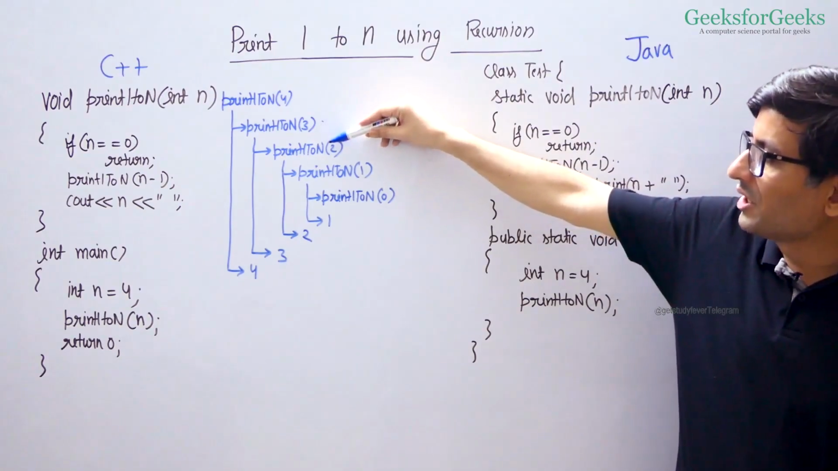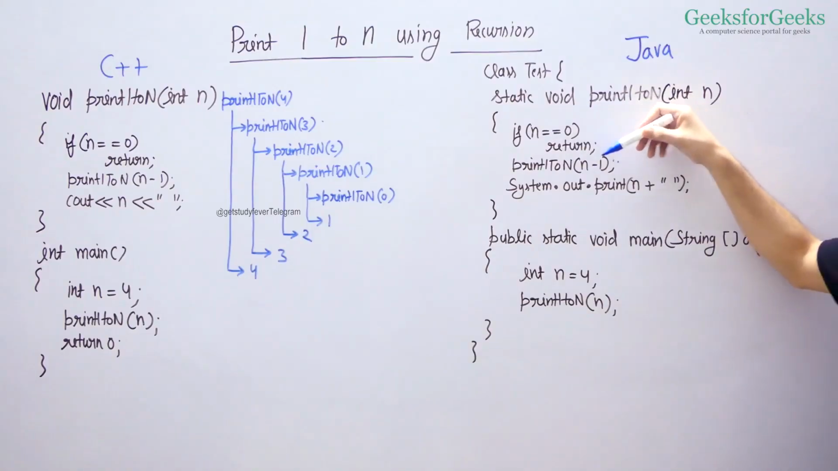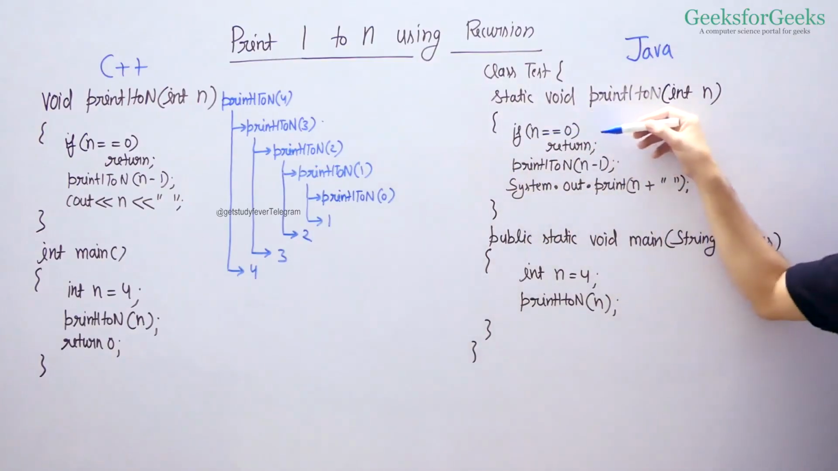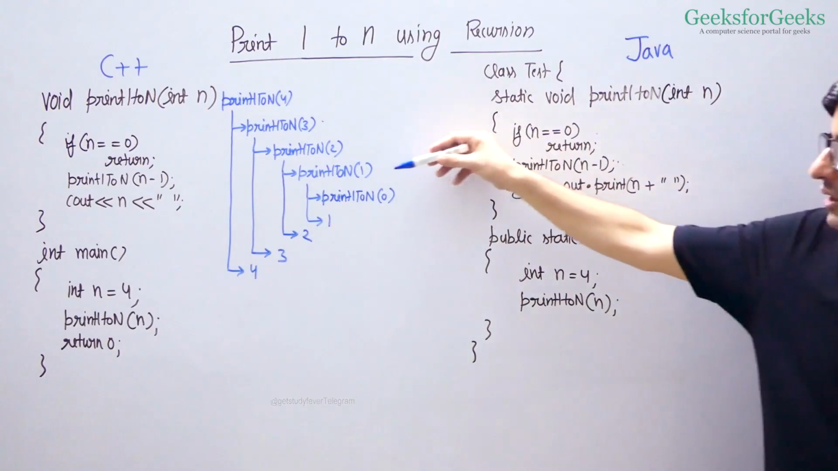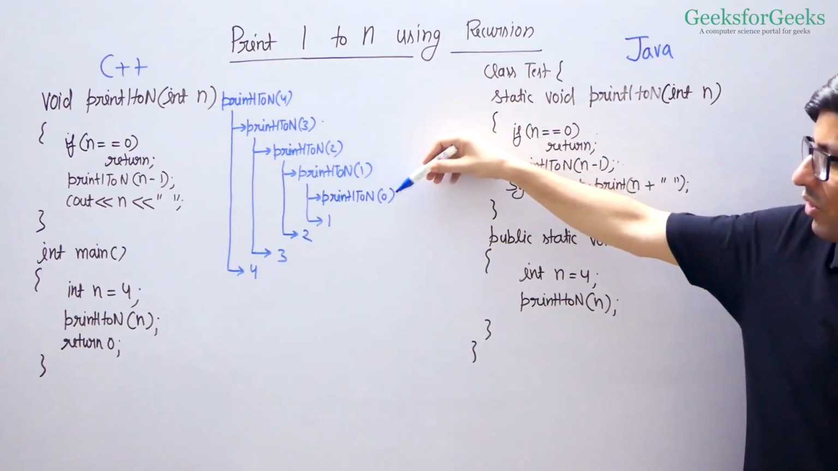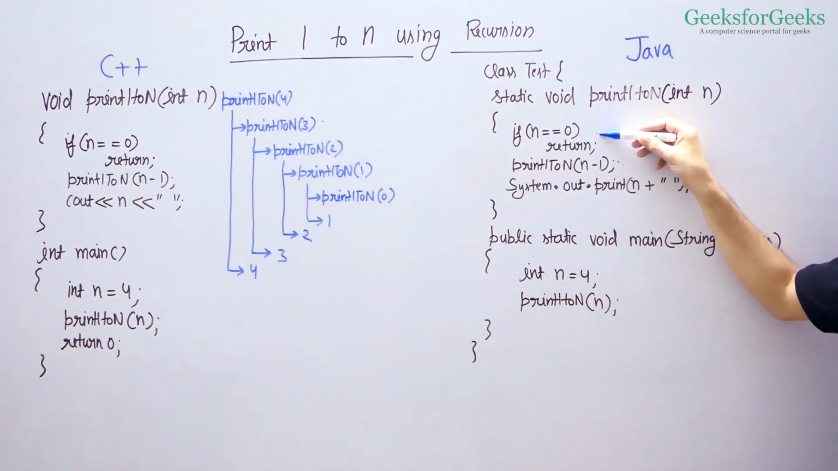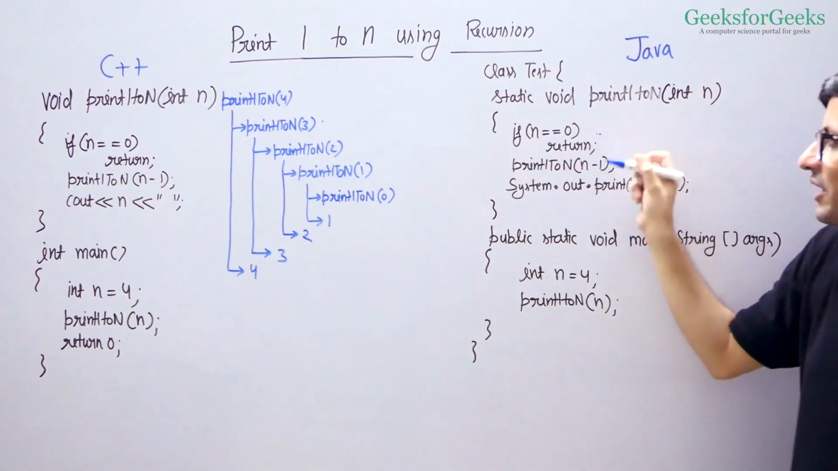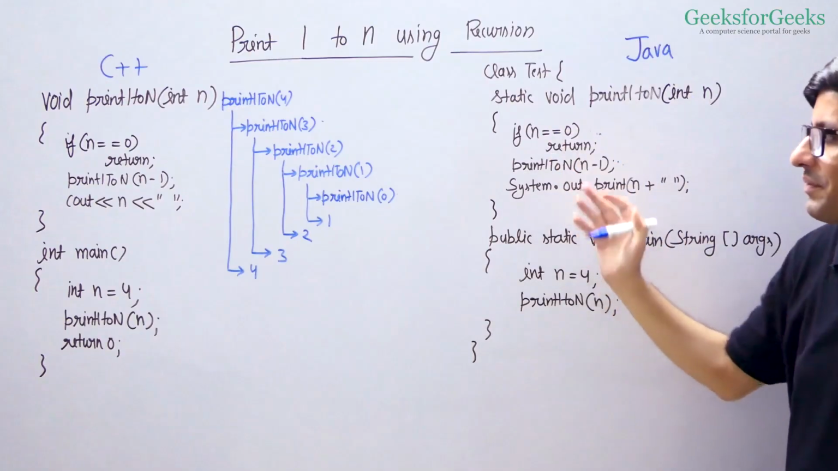And then 3 similarly begins from here and calls for 2. 2 begins from here and then calls for 1. 1 begins from here and calls for 0. When 0 is called, it checks for this condition again, and this condition is true for 0. It was false for every other call, and it returns from this condition itself.